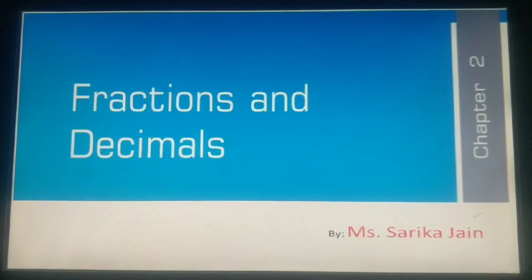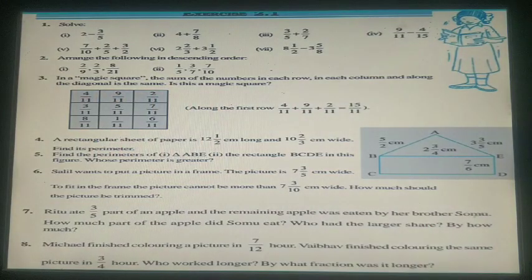Children, this is exercise 2.1 of your NCERT book which I had given to you earlier to solve in the previous video. I hope you must have definitely solved the questions. You can check them with the solutions that we will be discussing now.